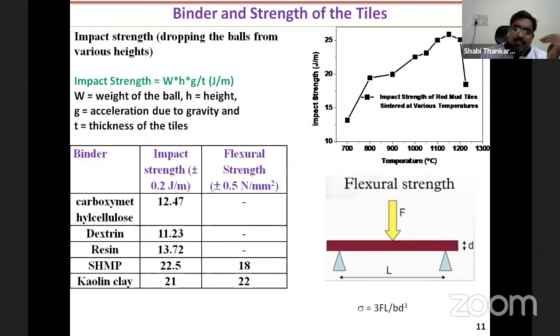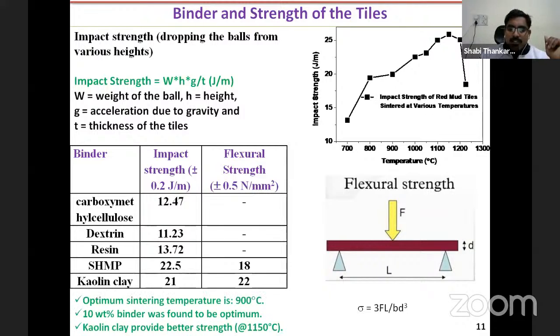The other strength is flexural strength, which we measured by the 3-point loading technique. We got 18 Newton per mm square for SHMB, and for kaolin clay we got 22 Newton per mm square. The standard value we need is 20 Newton per mm square, so that you will be able to transport those tiles. So we found the optimum sintering temperature can be up to 900 degrees Celsius with 10 weight percent binder, and kaolin clay was found to be the best binder for that application.